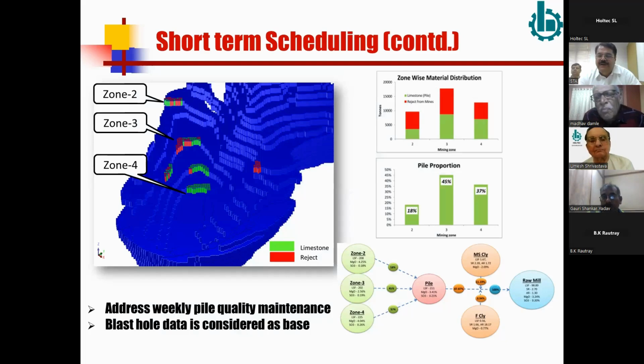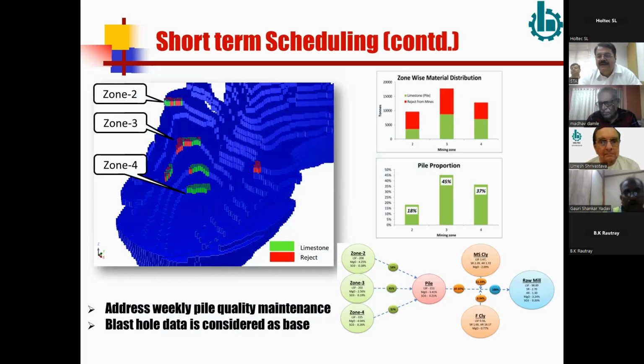In the below figure, you can see zone 2 has an LSF of something 208, zone 3 is having 202, and zone 4 is having 225. So the pile requirement is around 200 and something. So the pile has been made, and when the correctives will be added, and what will be the quality of the raw mix. So this addresses your weekly pile quality maintenance.